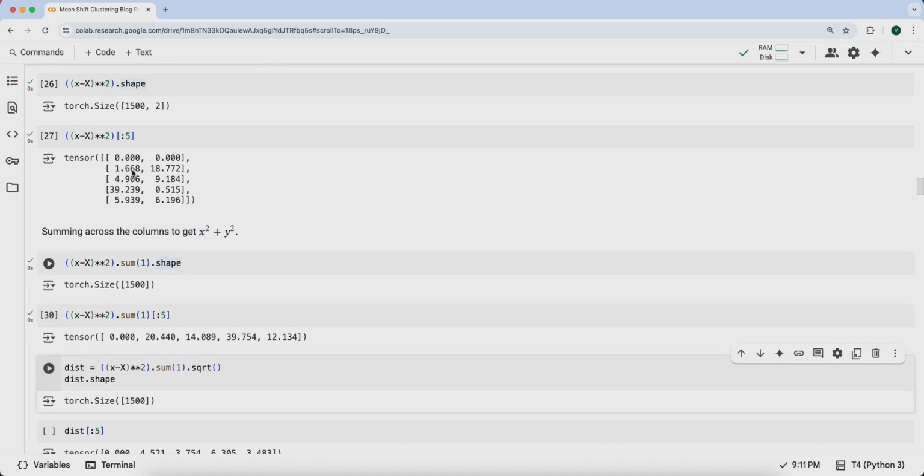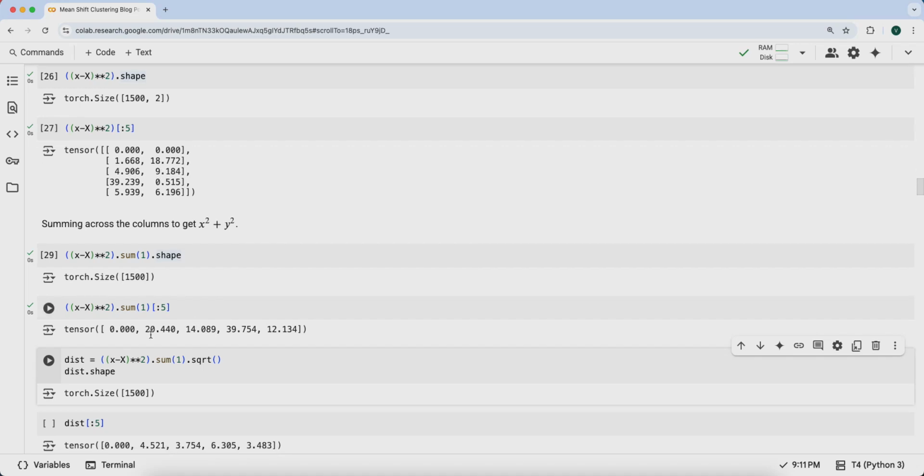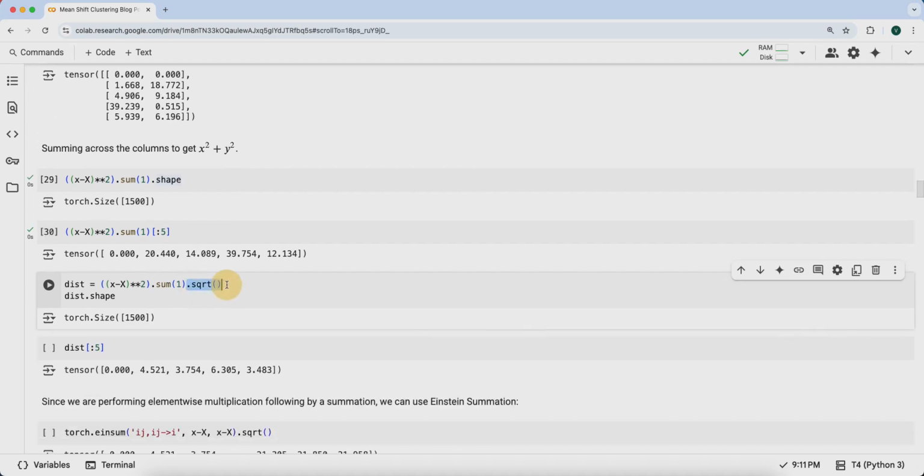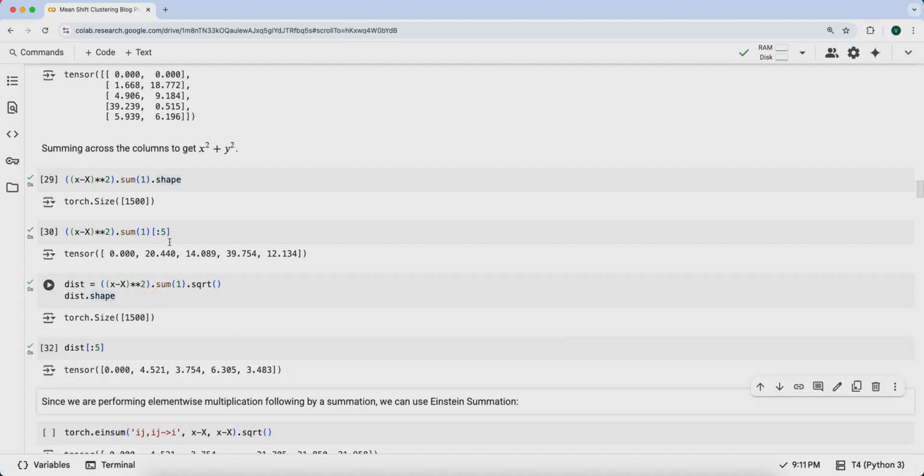So now if we look at this, this is 0 plus 0 is 0. 1.6 plus 18 gives us 20. 4.9 plus 9 is 14, and so on. And finally, to calculate the distance, we take the square root of the sum of squares. So the square root of 20 is 4.5, square root of 14 is 3.7, so on and so forth.